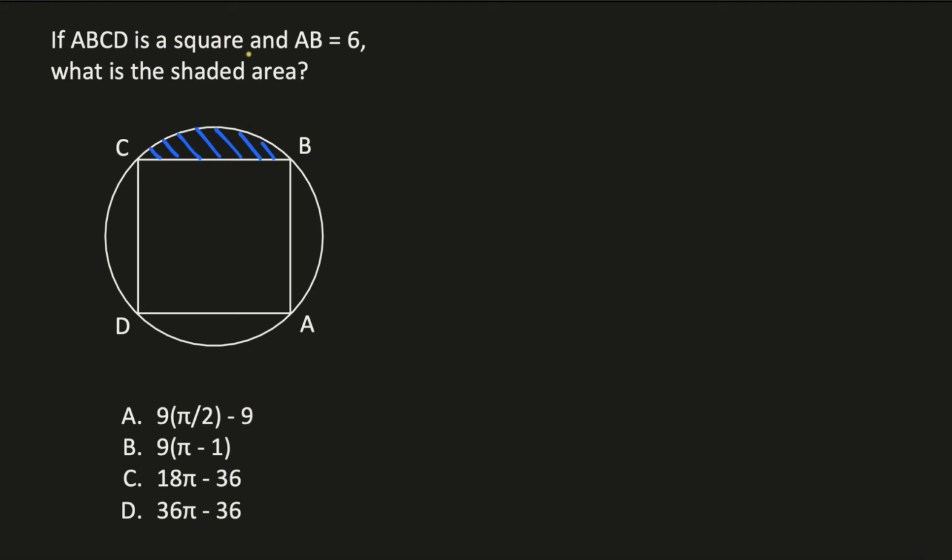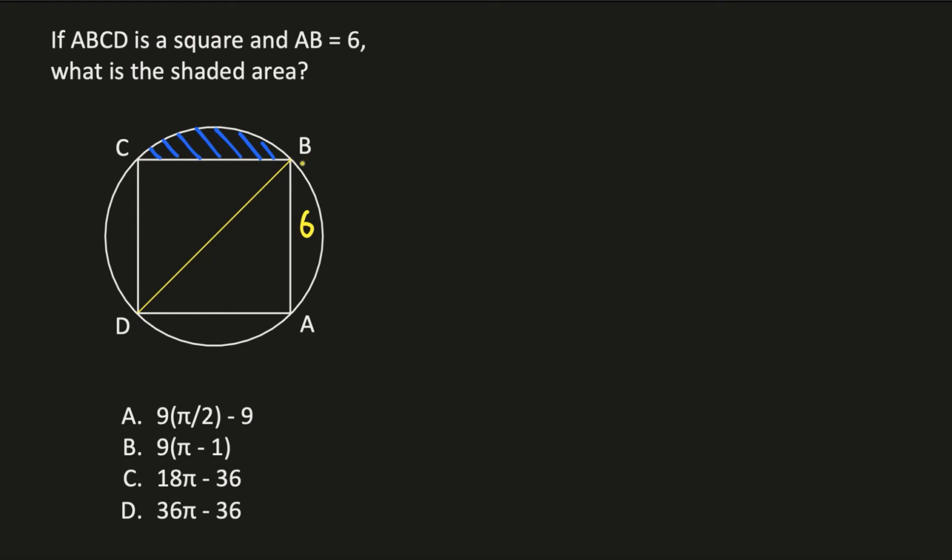If ABCD is a square and AB is equal to 6, what is the shaded area? So we know AB is 6 and we want to find this area right here. To first understand this problem, we want to find the radius of the circle.